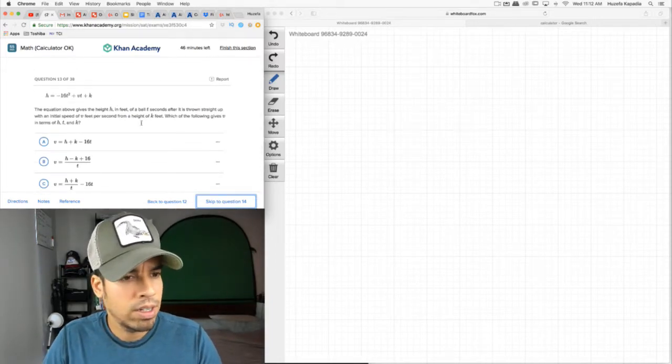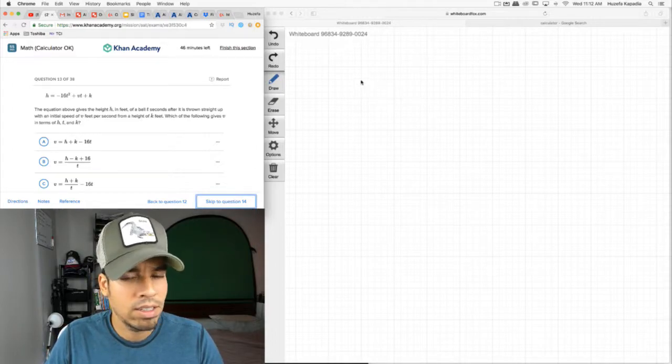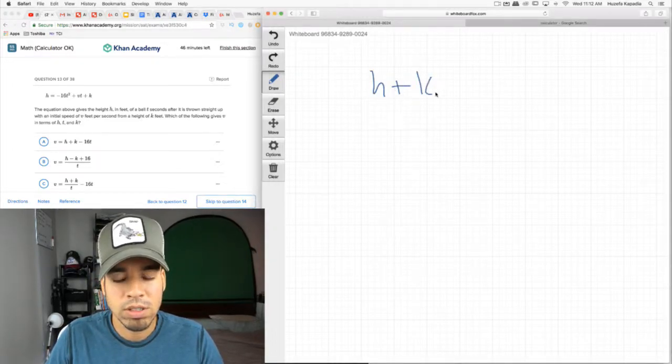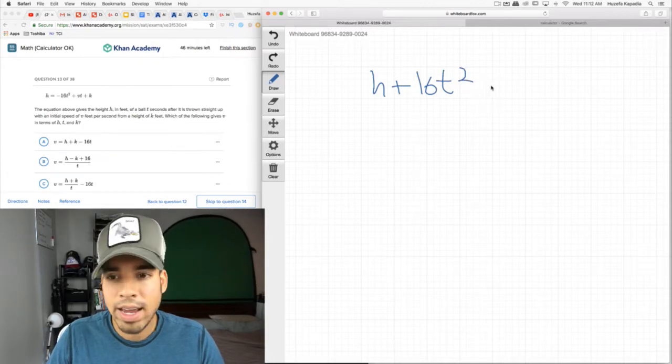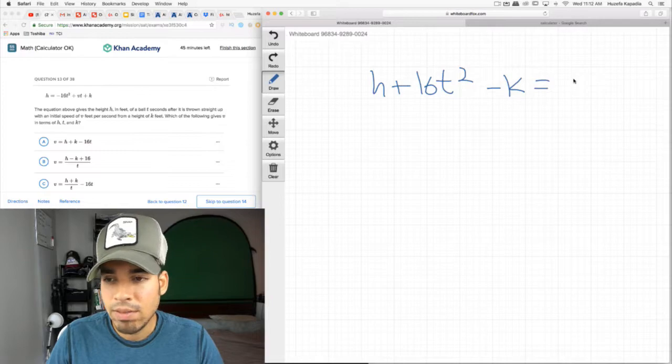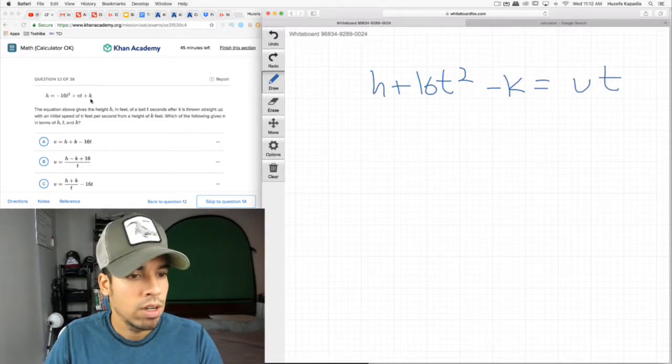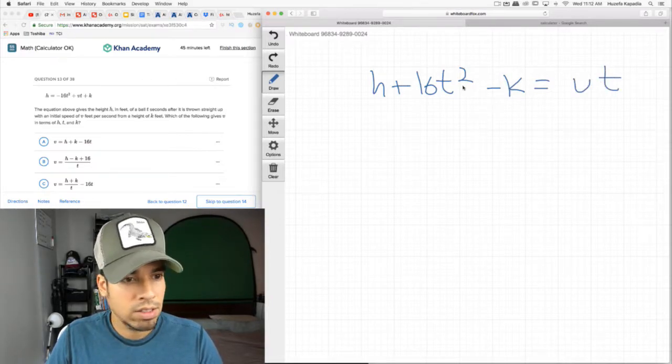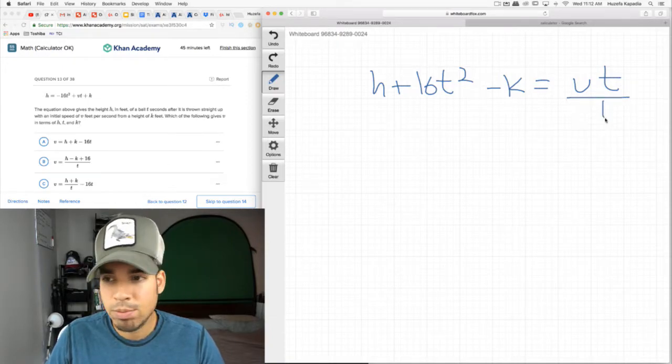So let's isolate v. I'm going to add 16t squared to both sides, and I'm going to subtract k, and then we have this equals vt. So I moved this one over and this one over, and the sign's flipped on each, and then we divide both sides by t.